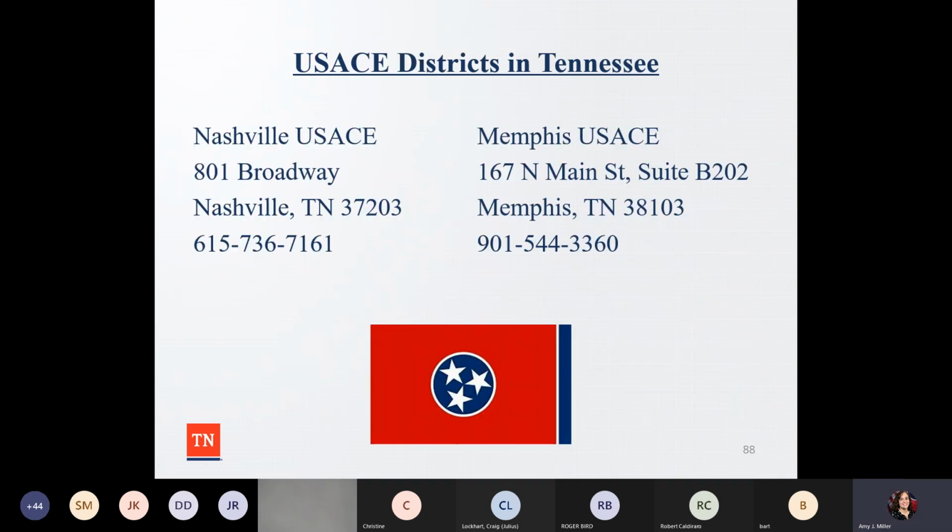And this is the contact information. The Nashville office is downtown on Upper Broadway. So if you ever want to get in there, you have to go through security. It's a whole thing. It's really difficult to get in there very easily. And then the Memphis district is in Memphis. I have not been there, but I'm sure it's a lovely building.